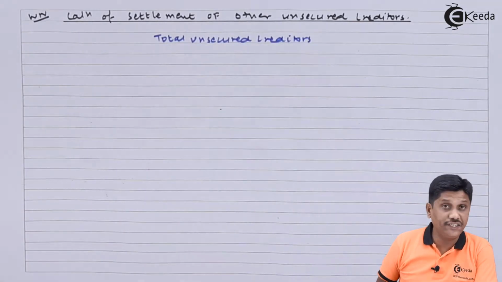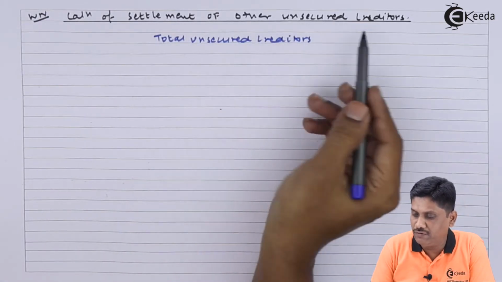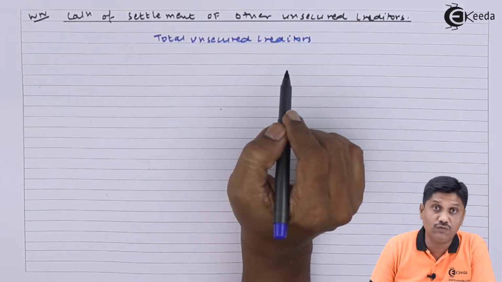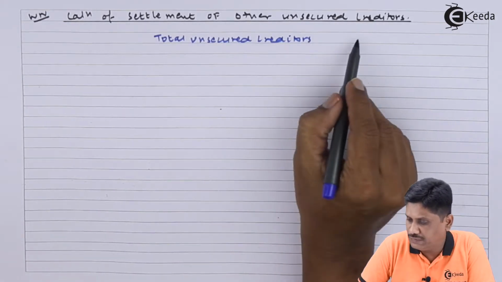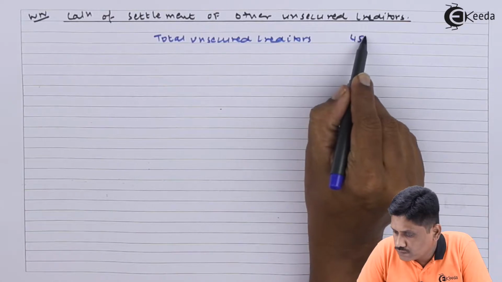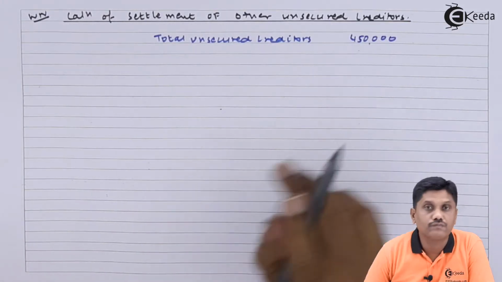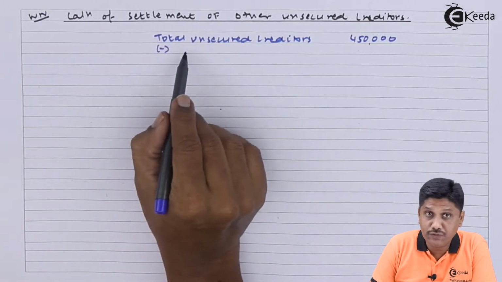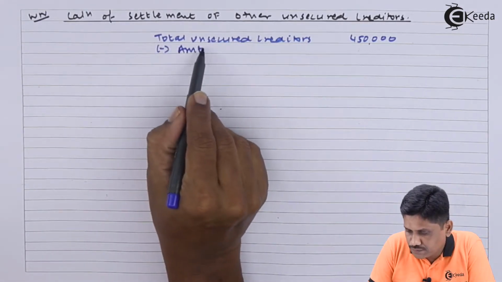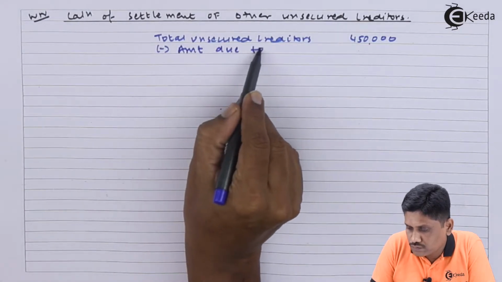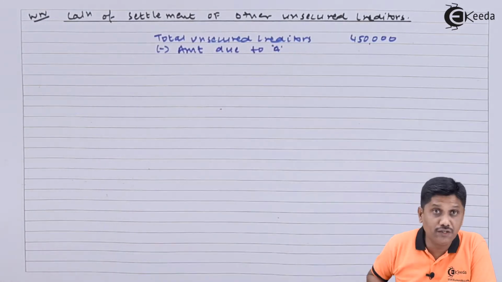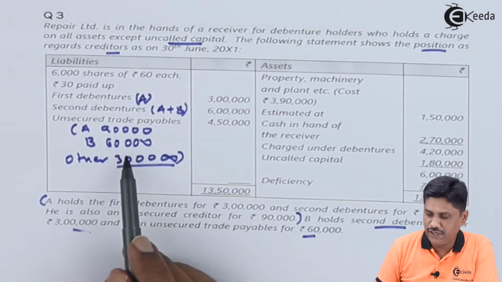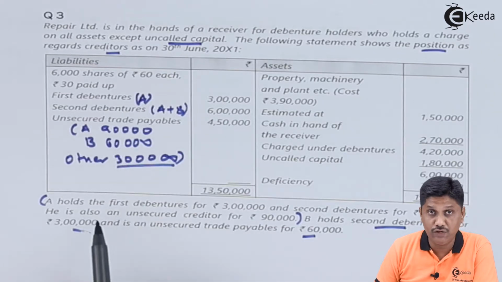Friends, now we are continuing with the working note: calculation of settlement of other unsecured creditors. Let me write firstly what are your total unsecured creditors. It was 4,50,000 as per the balance sheet. From that I will minus amount due to A, this amount is included here in 4,50,000. Amount due to A 90,000 and amount due to B was 60,000. So I will note down.